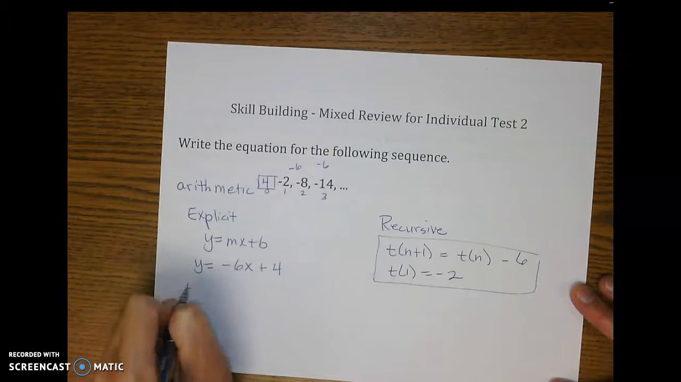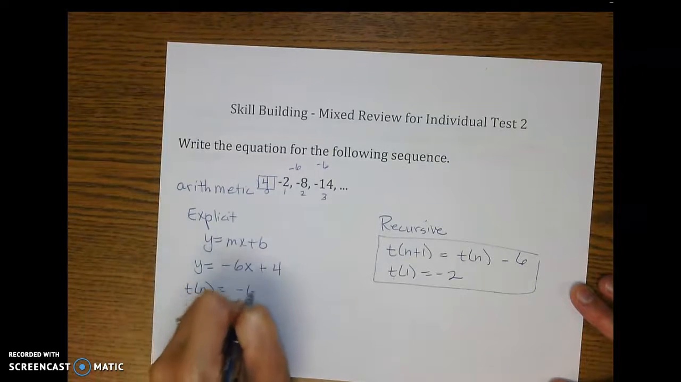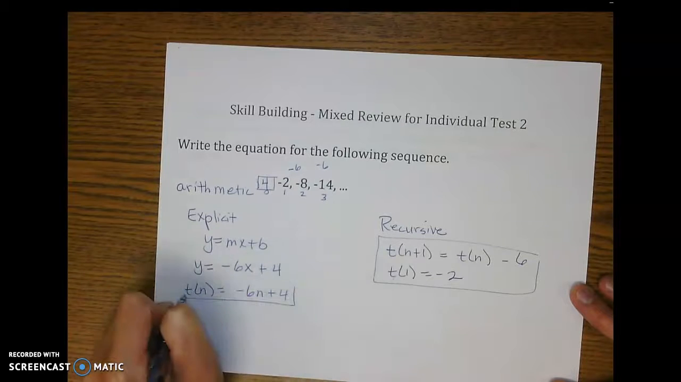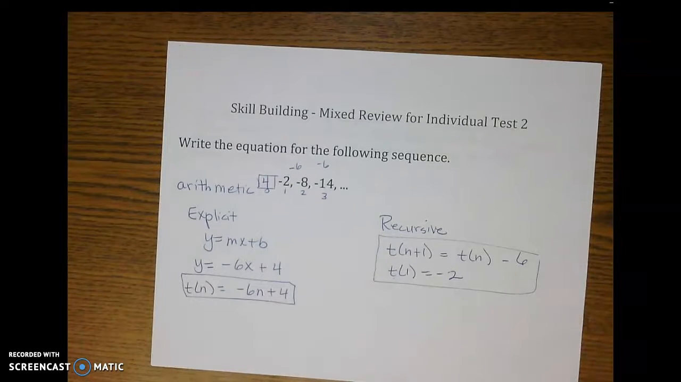And then you just flip this to sequence terminology. There it is. That's how you do explicit and recursive for a sequence.